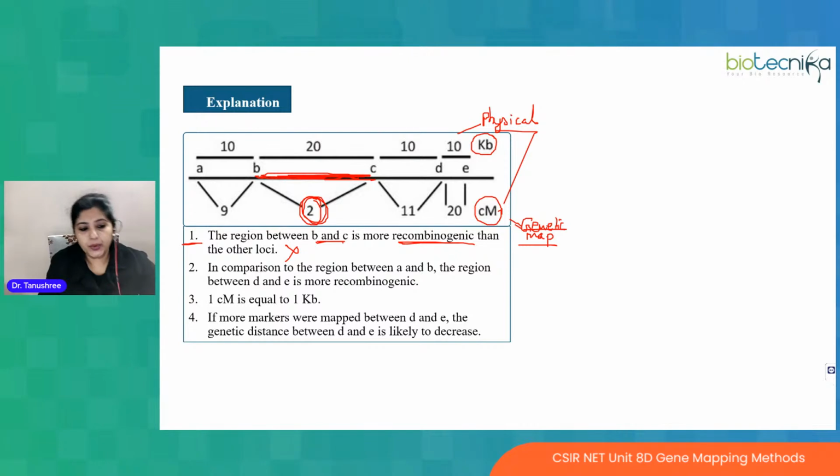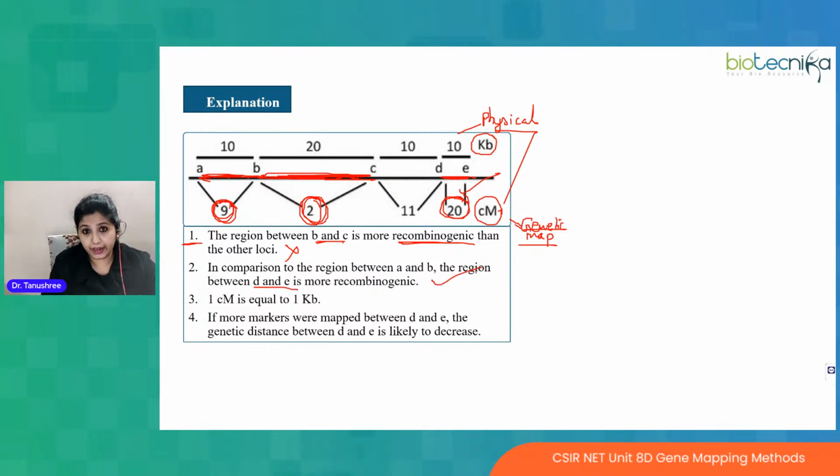Then option 2: in comparison to the region between A and B, the region between D and E is more recombinogenic. Again, we are talking about recombination, so we'll look at the genetic map. A and B distance is 9 centimorgan, but D and E is 20. Again, don't see this image, otherwise you'll get confused. You have to look at these values, 9 and 20. Obviously 20 centimorgan means 20% recombination, which is more than 9%, right? So yes, the region between D and E is more recombinogenic.